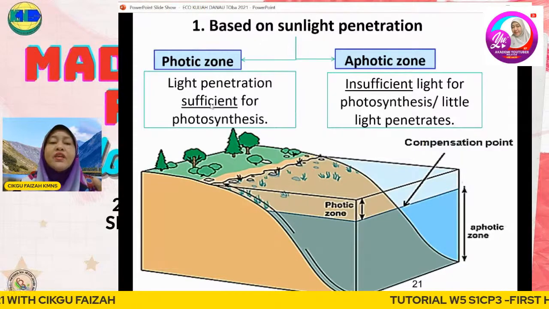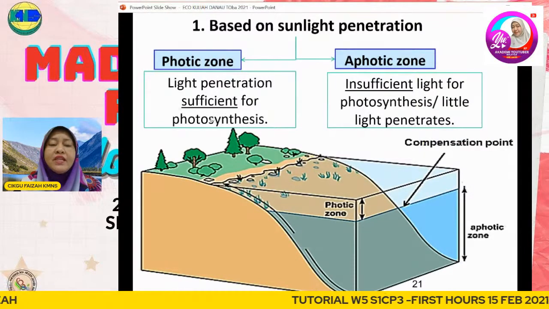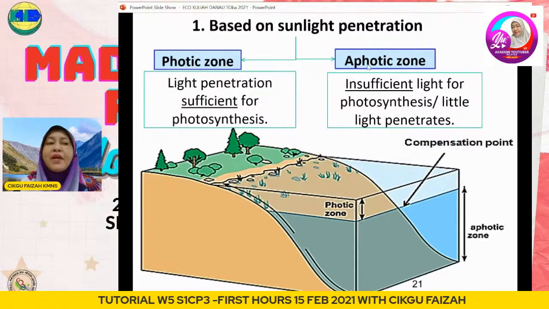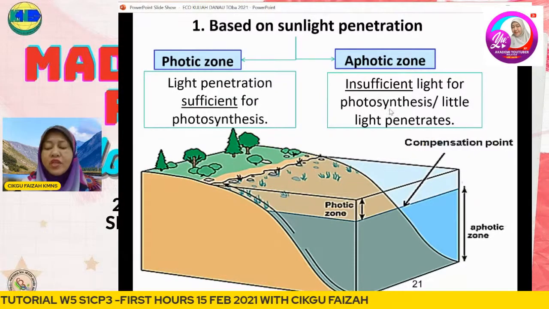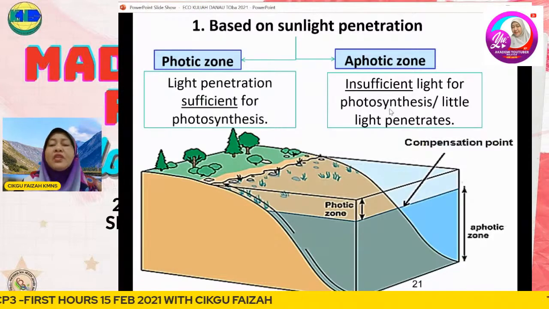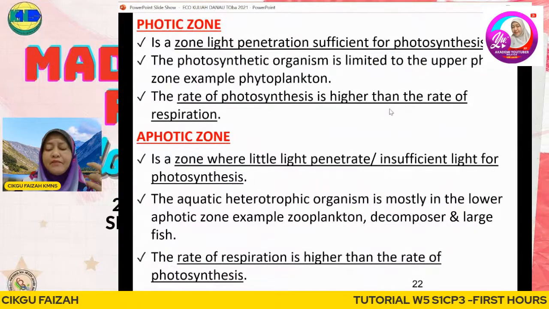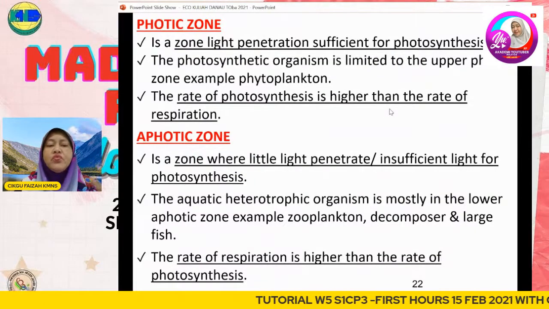Okay, photic means sufficient. Cikgu highlight ni kelas, sufficient enough. Aphotic means insufficient. Depan ni kalau kamu tengok biasanya kurang cahaya. Okay, so aphotic and photic. So this is the description of these two zones, right?